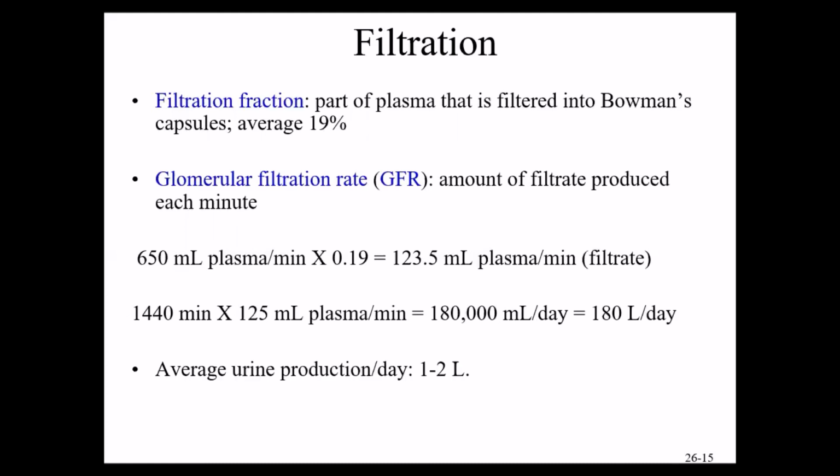And so a lot of that has to be reabsorbed. Most of it is reabsorbed during the process of the day. Your average urine production, of course, changes a lot, but on average is usually between 1 to 2 liters. And so that means that 98 to 99% of that filtrate actually gets reabsorbed back into the bloodstream so that you concentrate that filtrate into what we call urine.